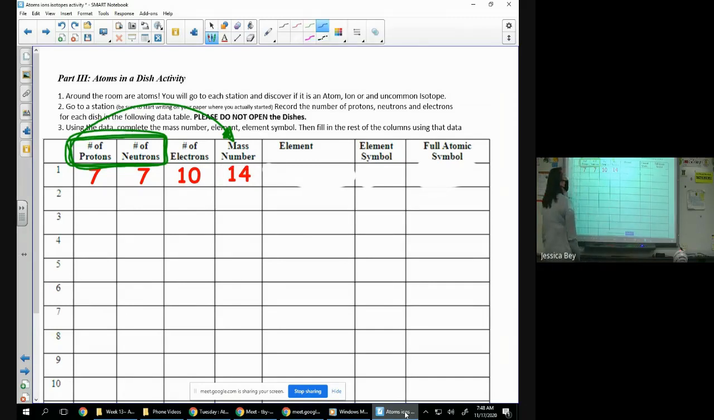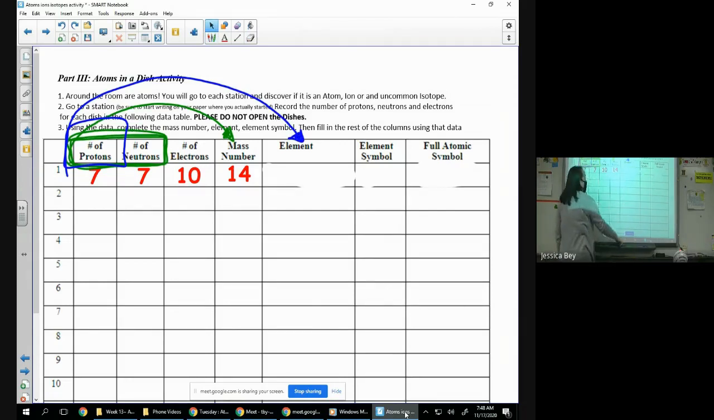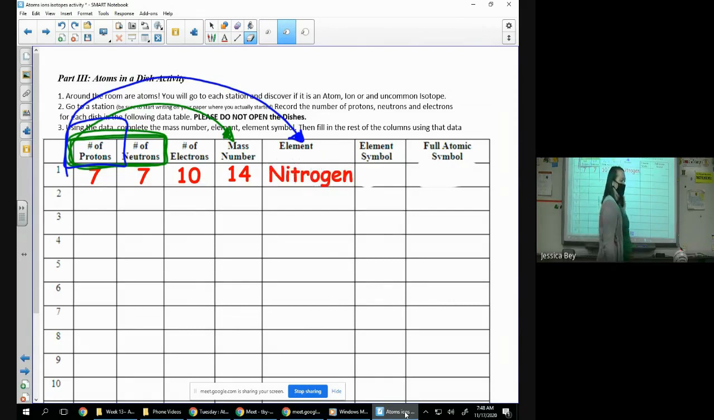How do you know what element it is? You don't ever look at the mass number. You look at the number of protons. Protons tell you what element it is. Remember, that's its identity. What element has 7 protons? Nitrogen. Very good. What is the symbol for nitrogen? N. Okay, so you do need your periodic table out with this.